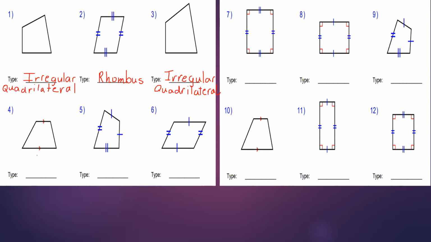This one, number 4. That's the kite? No, it has one pair of parallel sides. Rhombus? Nope. Trapezoid? Parallelogram. Trapezoid. What? It's a trapezoid. I don't know how you're missing it. Look at it. One pair of parallel sides. The trapezoid.